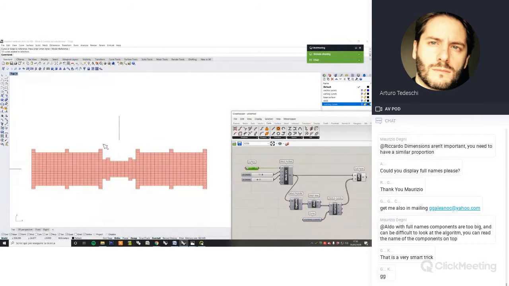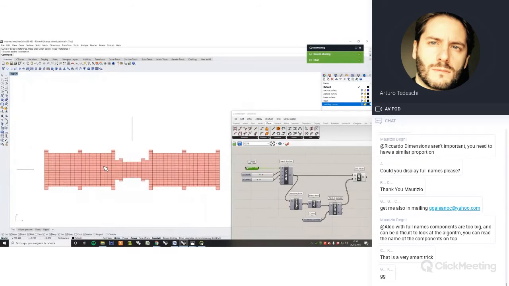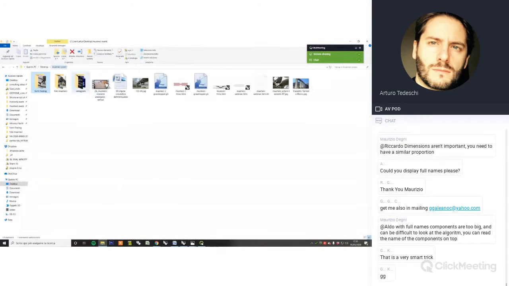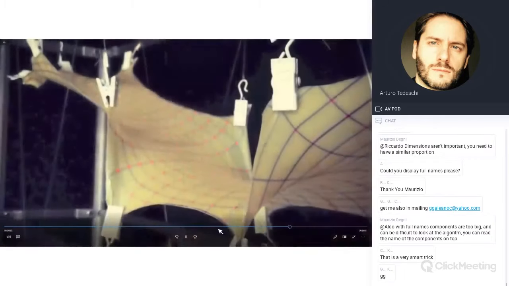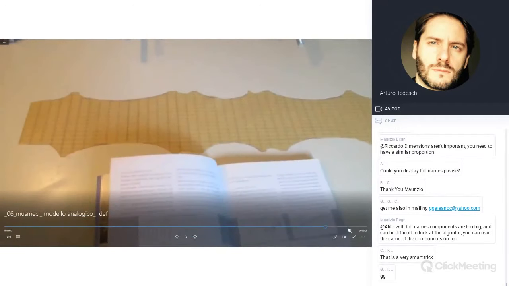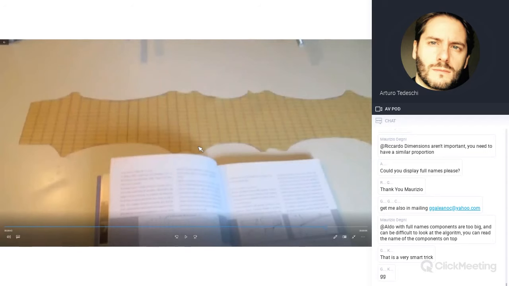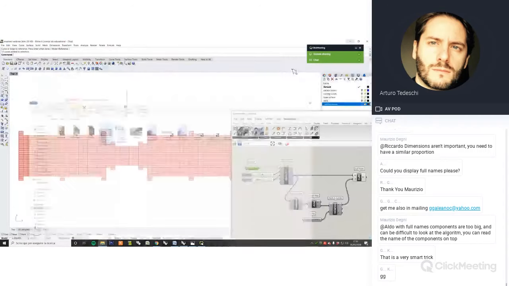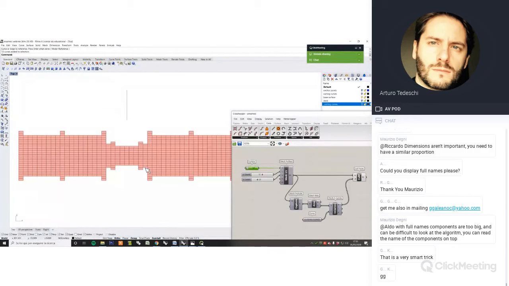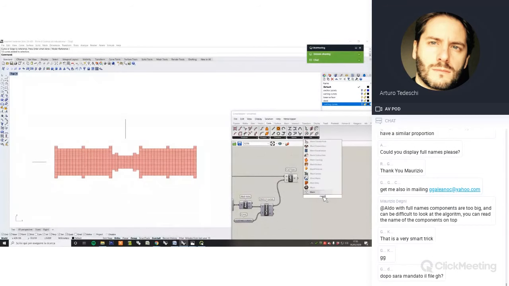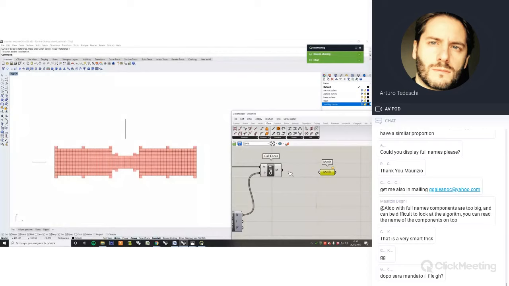Okay, so we got this kind of shape, which is a simplified, let me come back to the video. If I come back here, we are talking about a simplified version of this thing that you can see here, which is the unrolled mesh that we got after the membrane cutting. Okay, so this is the first thing to do. Now, so basically, this one is our mesh component like this.